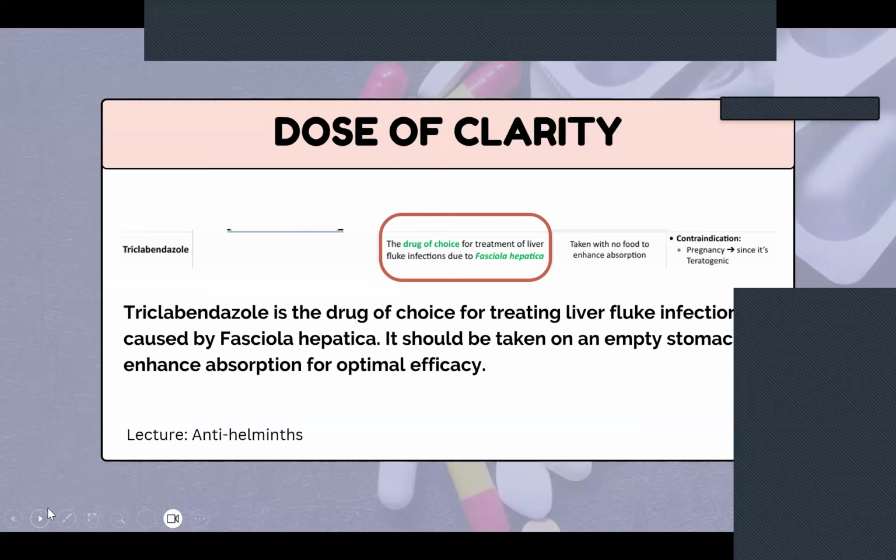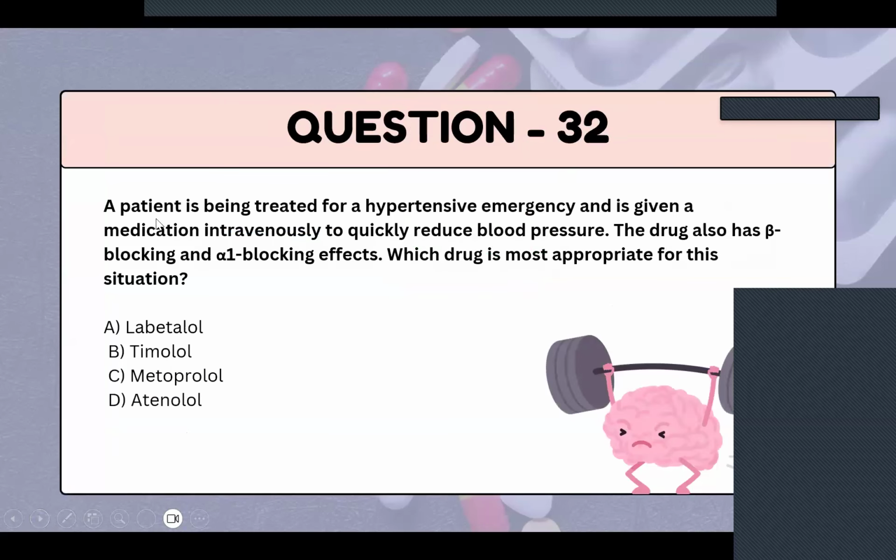Now, let's move on to the next question. A patient is being treated for hypertensive emergency and is given a medication intravenously to quickly reduce blood pressure. The drug also has beta blocking and alpha 1 blocking effects. Which drug is appropriate for this situation? Labetalol, timolol, metoprolol, atenolol.